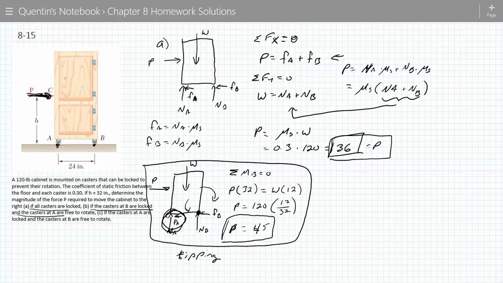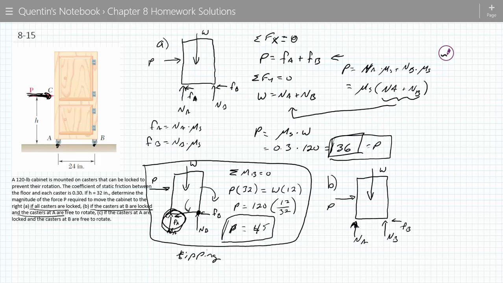So let's look at B. With front brakes, what do you have? You have this same block. You have the weight coming down here. You have a force P coming here. You have a normal force, normal at B. You have your normal at A. Now, these are rotating, so we don't have a friction at A, but we do have friction at B. Okay, so now that is our new free body diagram.